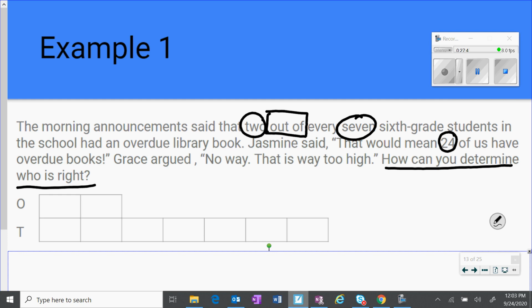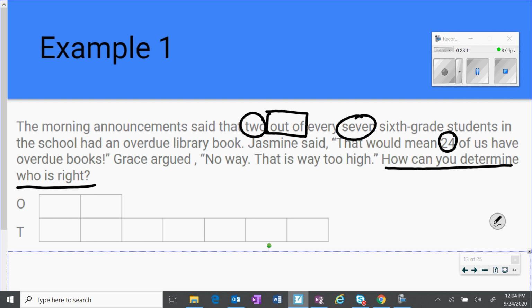So they told us 2 out of every 7. That's your ratio, 2 to 7, correct? So there's your tape diagram. The 2 blocks on top are going to represent the overdue library books. And then the T is the total number of students, which would be 7. So you're going to have 2 blocks on the top, 7 on the bottom.